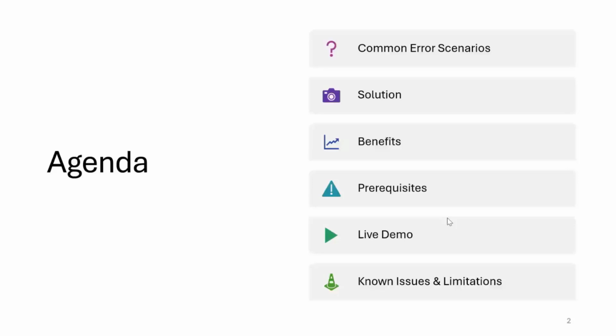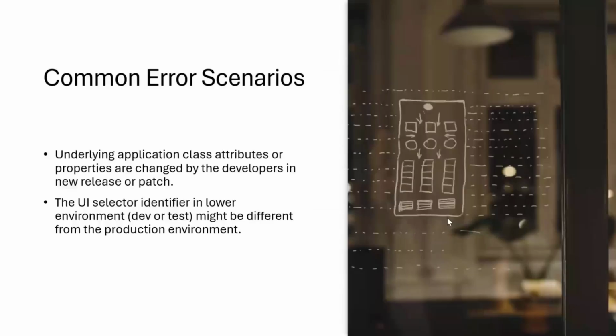The most frequent problems we face in UI and web automation are, we have observed that post a new release or patch of the underlying application, the existing UI selectors in the desktop flow become invalid due to code or UI changes by the application developer. Secondly, when the underlying application that is set up or provisioned in a lower environment, dev or test, has different classes or identifiers for UI elements as compared to the production environment, then when we push the desktop flow to production, the desktop flow will not be able to identify those UI elements and will fail eventually.